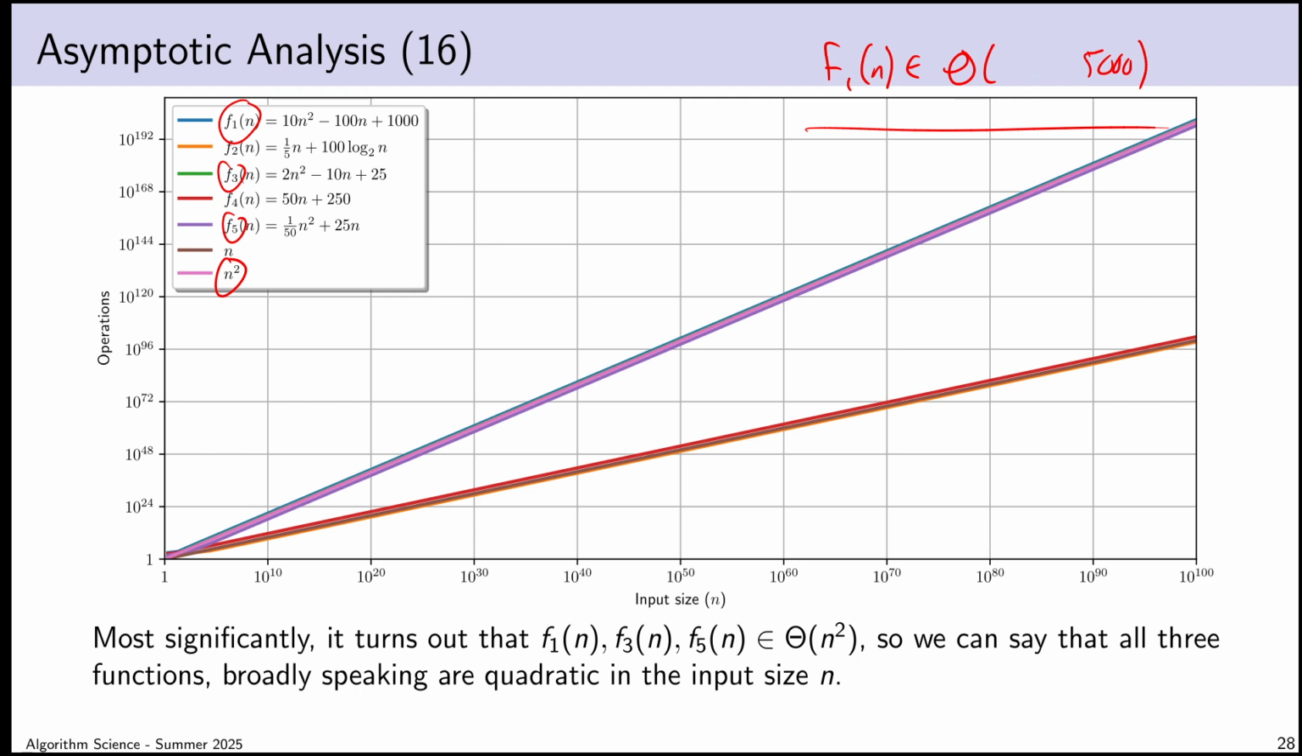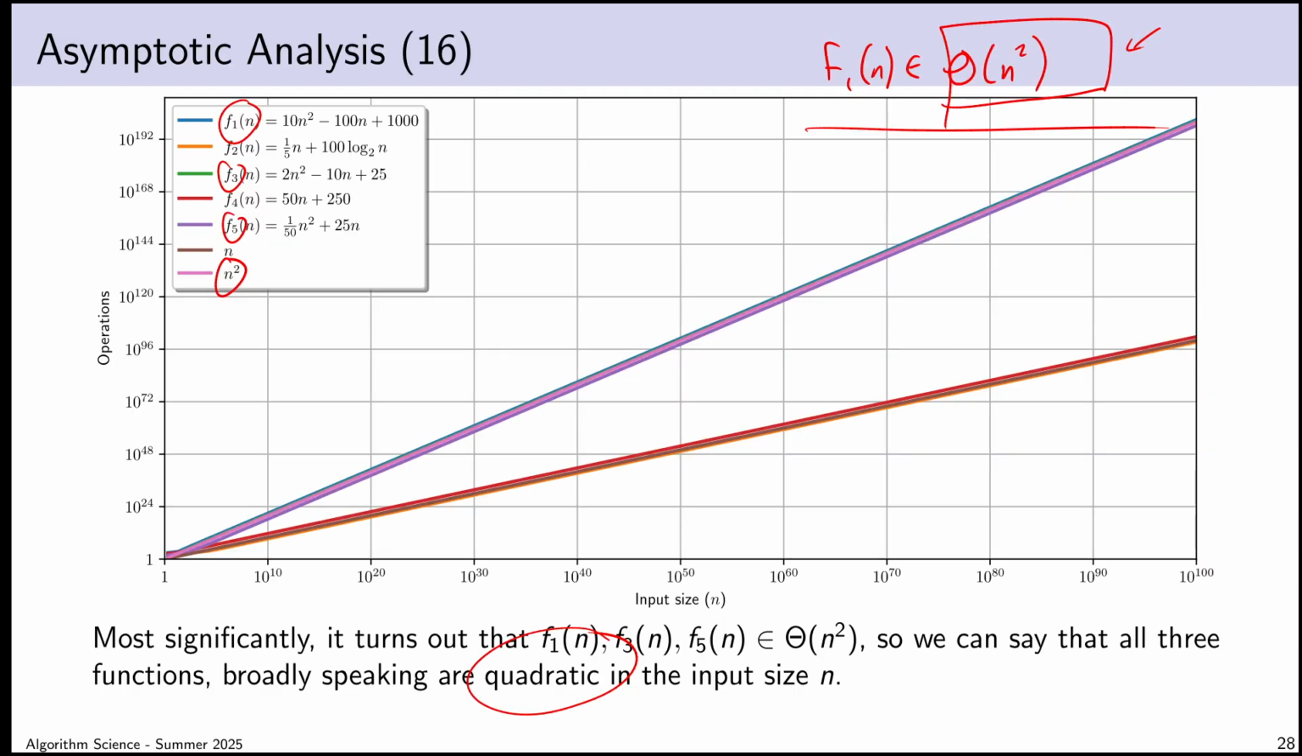What I would typically write actually is just this. And this is the most significant takeaway here, that all of the functions in the n squared family are big theta of n squared. By writing it this way, I've boiled them down to their most significant aspect, that is the rate of growth, n squared. And so we can say they're all broadly quadratic. All three of those algorithms are broadly quadratic in the input size n.